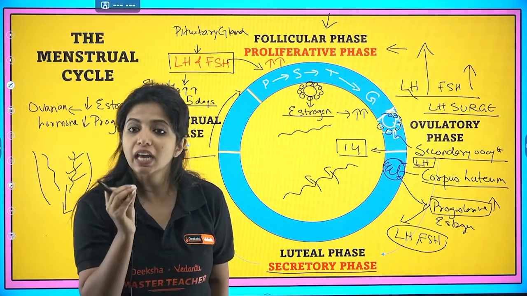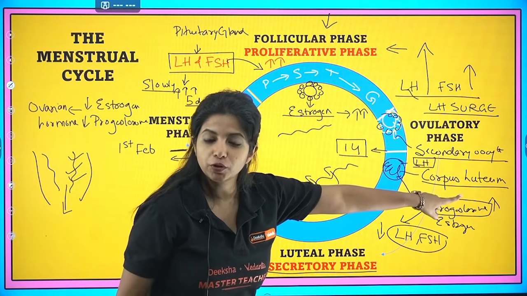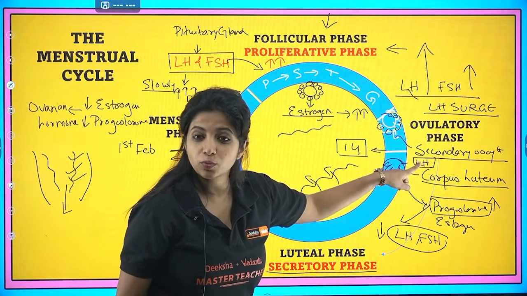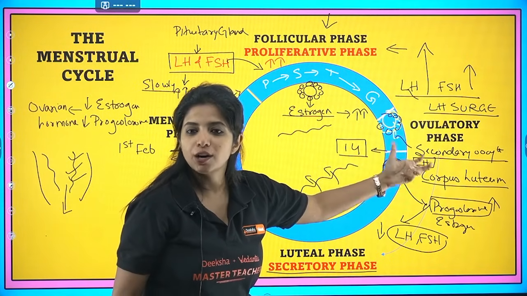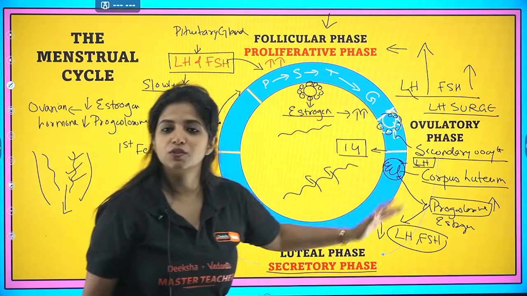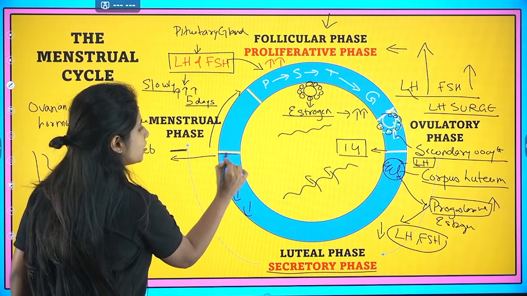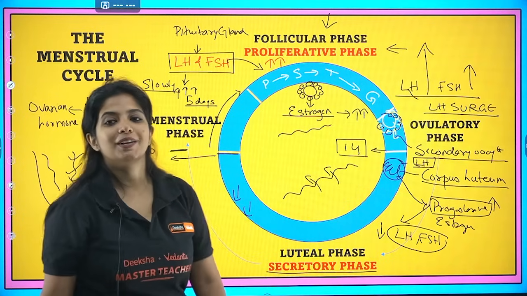When the amount of LH and FSH is going to go low, do you think corpus luteum is going to be maintained? Corpus luteum is the one which was maintained by LH, right? Now this guy is not going to be maintained. If corpus luteum is not there, progesterone, estrogen level is going to go down. And when their level goes down over here, by the end of cycle, again you get the menstrual phase.